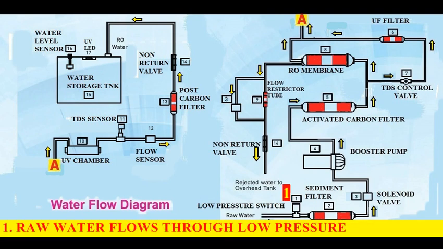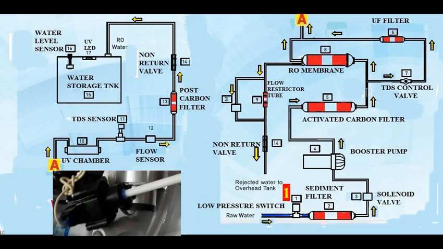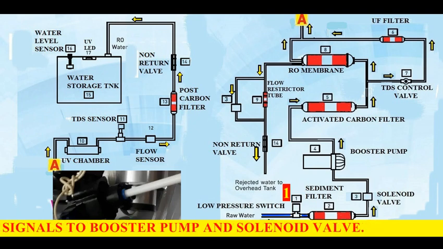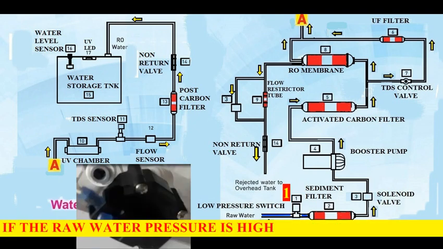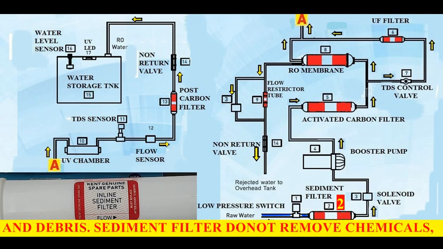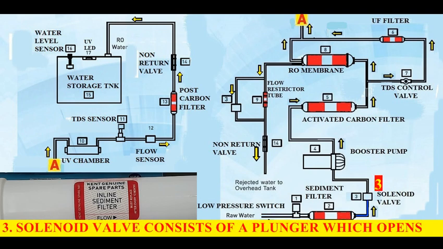Number 1, raw water flows through low pressure switch and sediment filter simultaneously. Low pressure switch is a device to send on-off signals to booster pump and solenoid valve. If the raw water pressure is high, it sends on signal, else off. Number 2, sediment filter removes visible sand, dust and debris. Sediment filter does not remove chemicals, bacteria from raw water. And next water flows to solenoid valve.